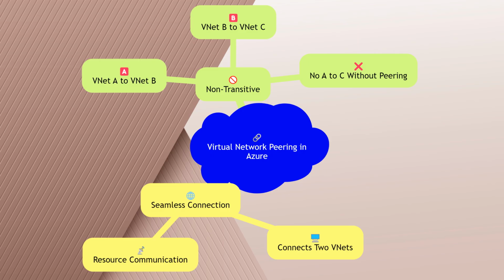This connection enables resources in different VNets to communicate with each other as if they were within the same network. Peering is non-transitive, meaning if VNet A is peered with VNet B and VNet B is peered with VNet C, VNet A cannot communicate with VNet C unless explicitly peered.